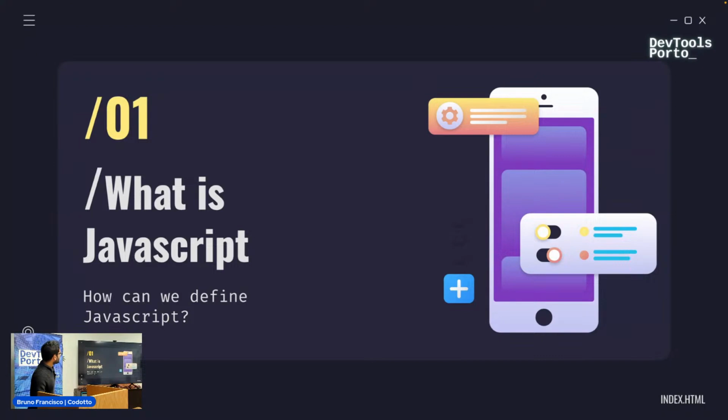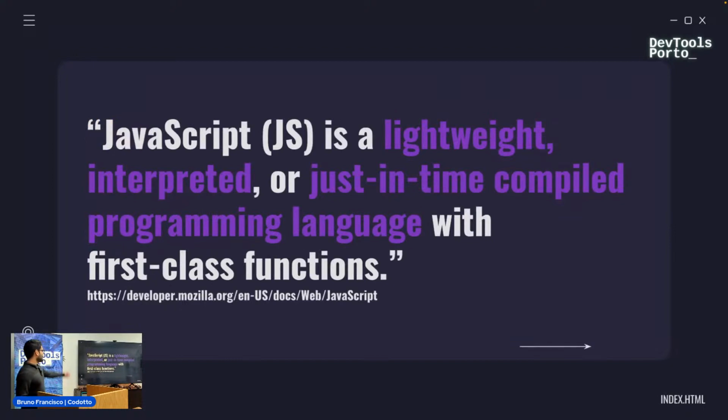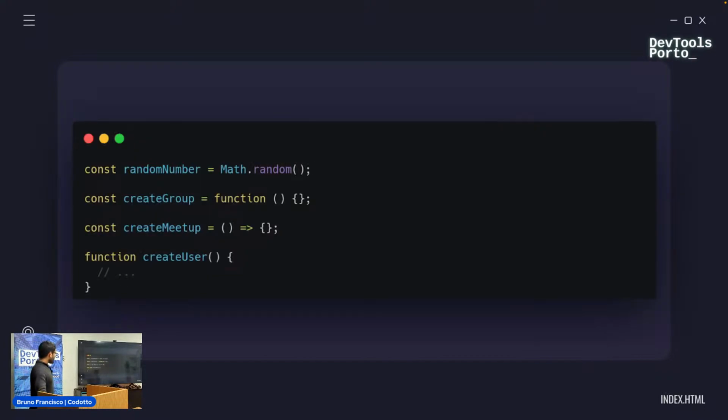Before even talking about Vue.js, we need to talk about what exactly JavaScript is. In a very simple definition, as it is on the Mozilla website, JavaScript is a lightweight, interpreted, or just-in-time compiled programming language with first-class functions. A very simple example of JavaScript code would be these 4 or 5 lines where we can define constants, functions, constants that hold functions, and so on.